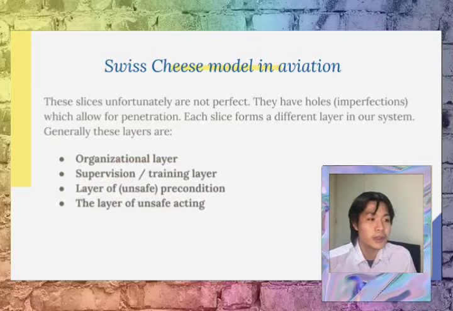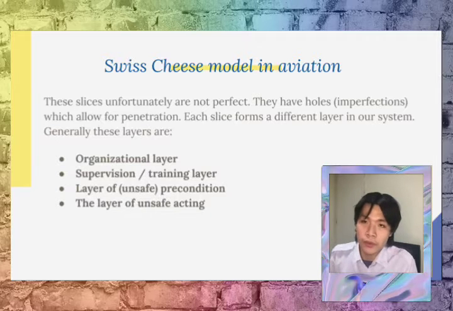Each slice forms a different layer in our system. Generally, these layers are: first, the organizational layer; second, supervision or training layer; third, layer of precondition; fourth, the layer of unsafe acting, which would be further discussed by the next reporter.